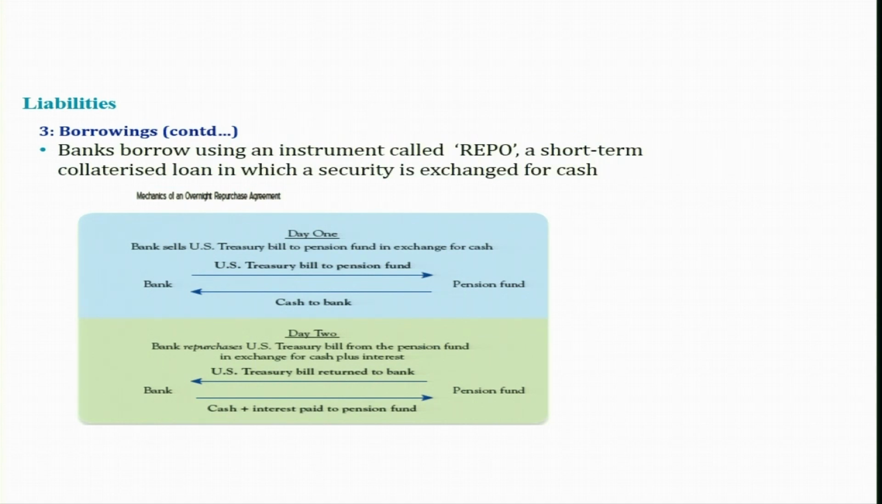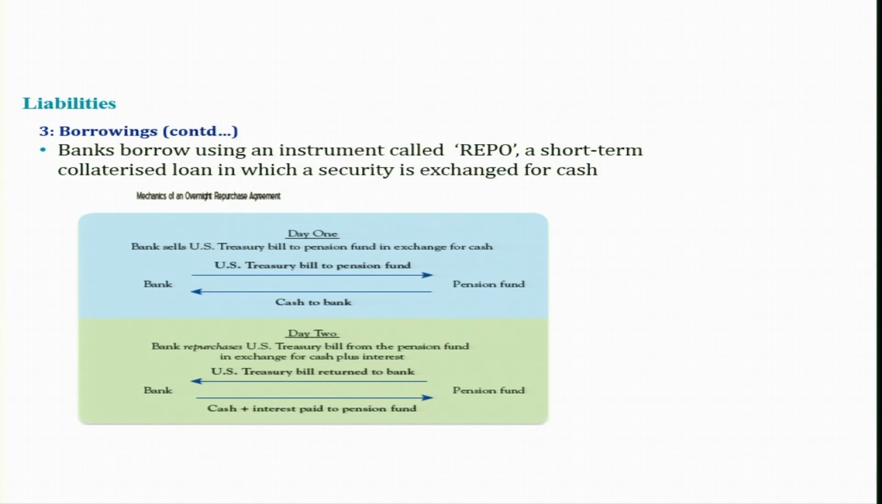Coming to borrowing, one of the components that banks borrow using is an instrument called a repurchase agreement, which we call a repo. A repo means a short-term collateralized loan in which a security is exchanged for cash. So look at the figure here. From this, I think you will get a clear understanding of how a repo agreement works. We are looking at 2 days for this transaction.